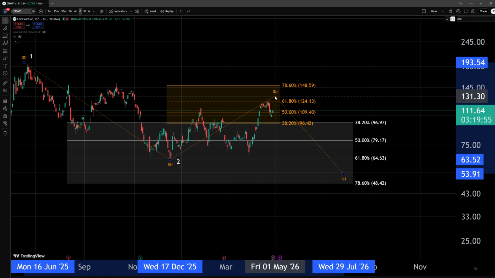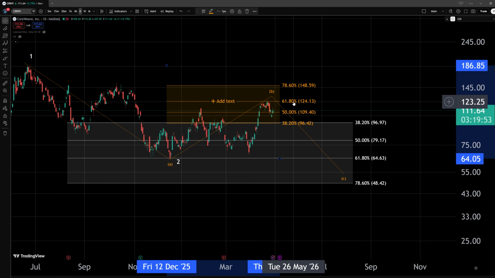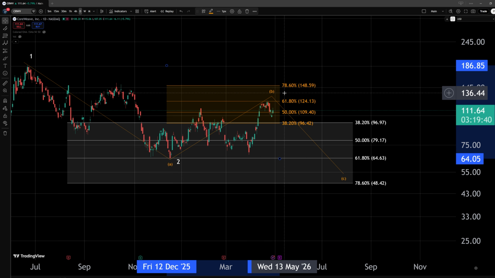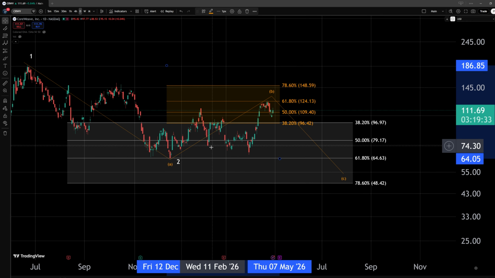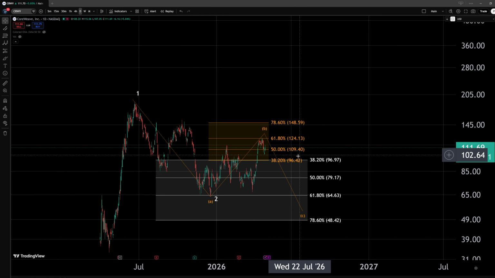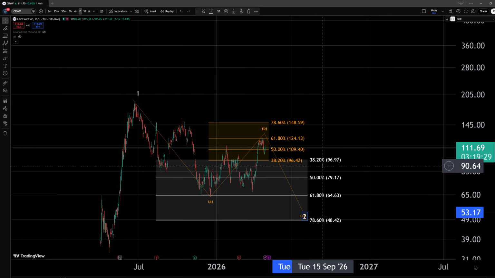We can track it as a wave B. We have pushed into the 61.8% retracement, which is an extremely important Fibonacci level, and we have gotten rejected there. Primarily, I am personally focused on this orange scenario that would see a reset within the wave 2.